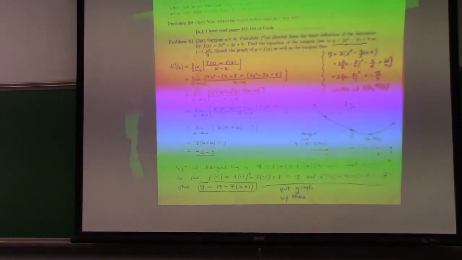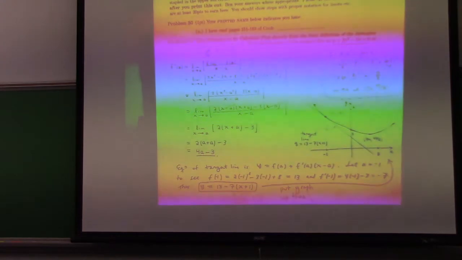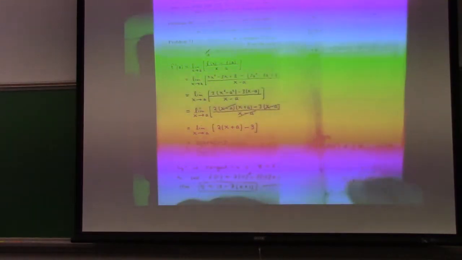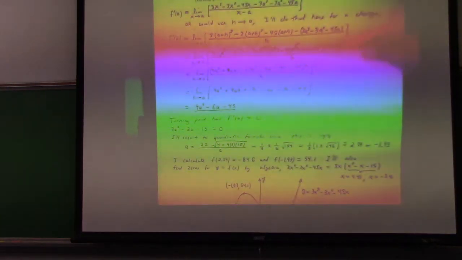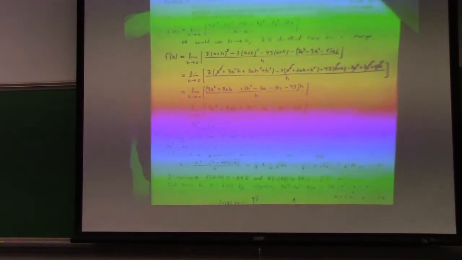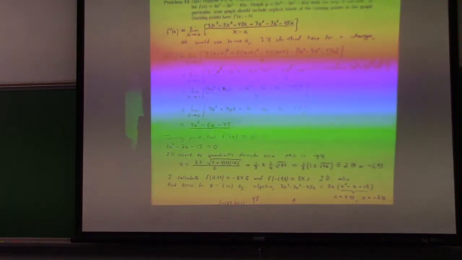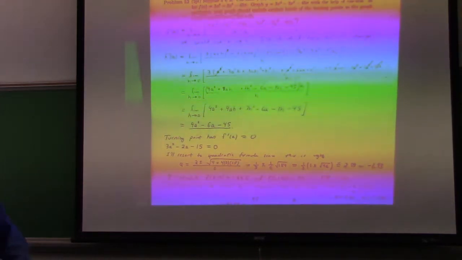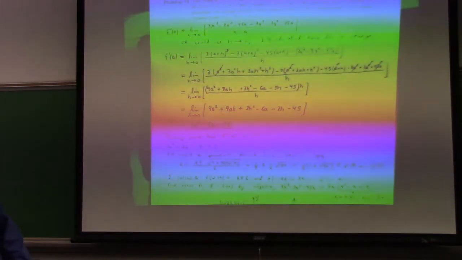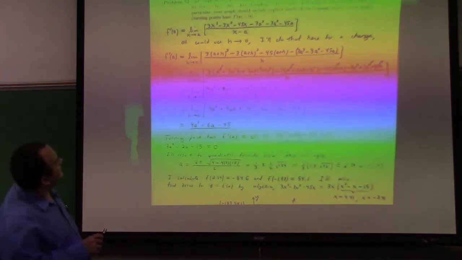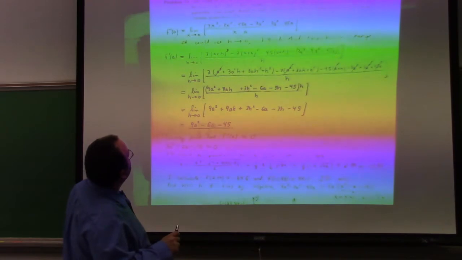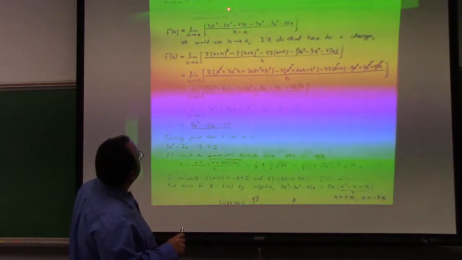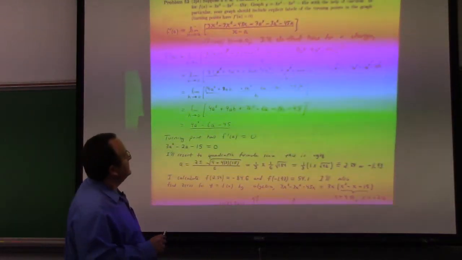All right, let's move on here. That was problem 51. Problem 52. What were we supposed to do here? We were supposed to calculate the derivative directly from the limit definition of the derivative. This time we've got 3x cubed minus 3x squared minus 45x.